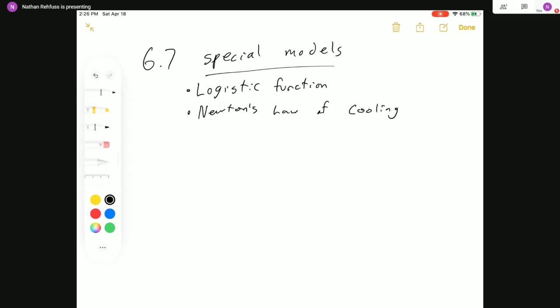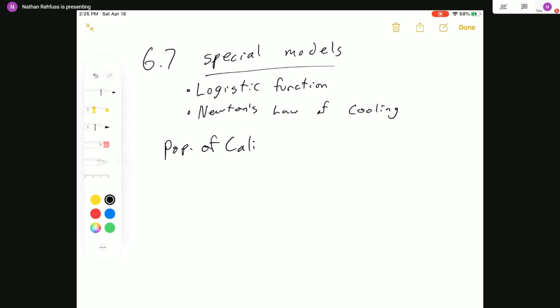There were a couple of fun topics in the section on logarithms and exponents that we didn't have time to cover during our regular lectures. So today I'd like to teach you a couple of special exponential models. They're called the logistic function and Newton's law of cooling. Let's jump right in.